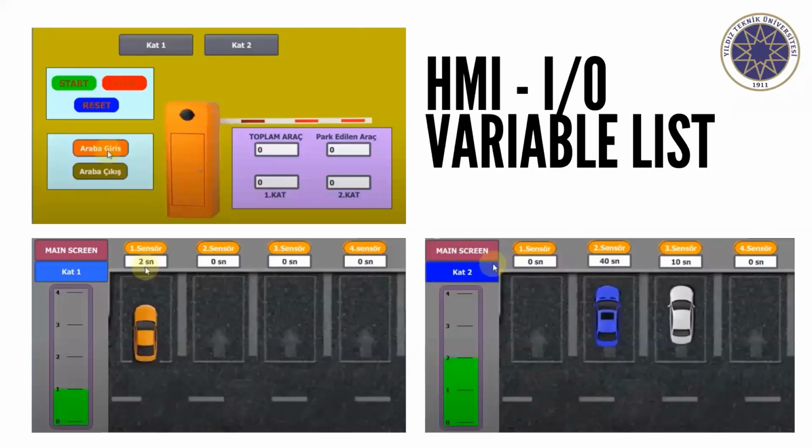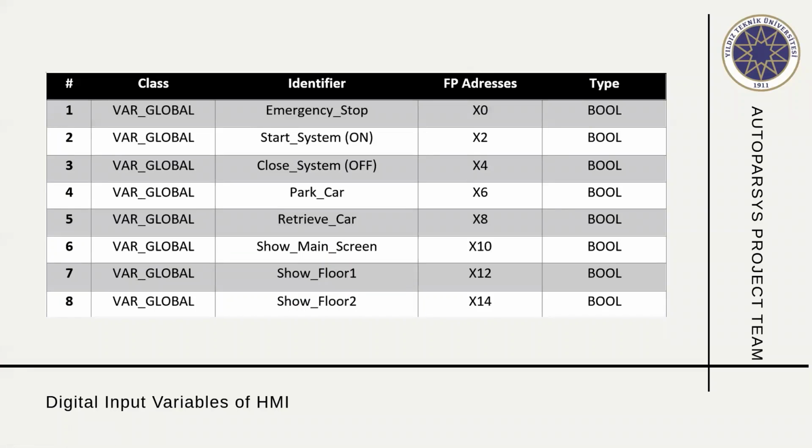Hello, I am Ufuk. Now I will talk about the I/O variables and software HMI part of the project. These pictures are just for demonstration. The first picture is the main screen, which has buttons, the second picture is the first floor, and the third picture is the second floor. And this is the list of digital inputs in our HMI. As you can see, these are all buttons on the HMI.